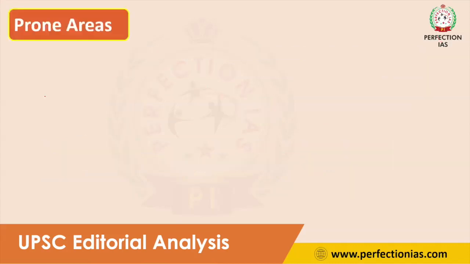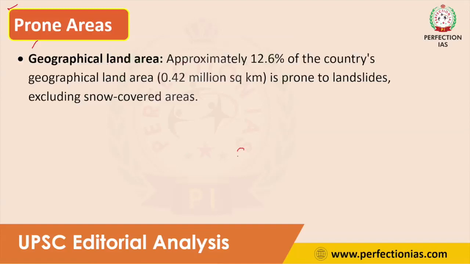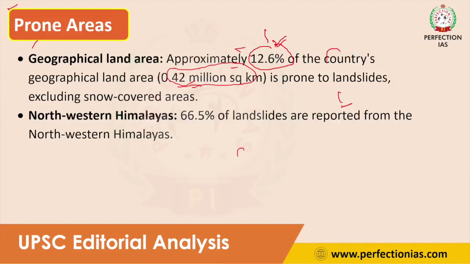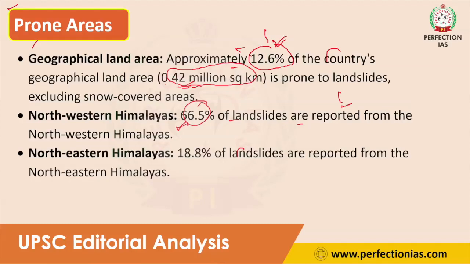Okay, so next is prone areas. If we take India, around 12.6% of geographical area is prone to landslide. So it will come around 0.42 million square kilometer. This much huge, around 12.5% of India's total landmass is prone to landslide. The northwest Himalaya accounts for 66% of landslides reported. Due to the steepness and heavy rainfall in this Himalayan region, the northwest Himalaya is prone to 66.5% of the total landslides. And next, northeast Himalaya accounts for 18.8% of total landslides.